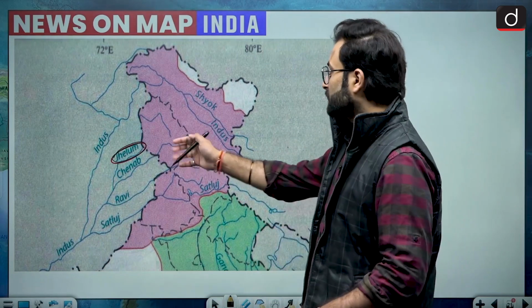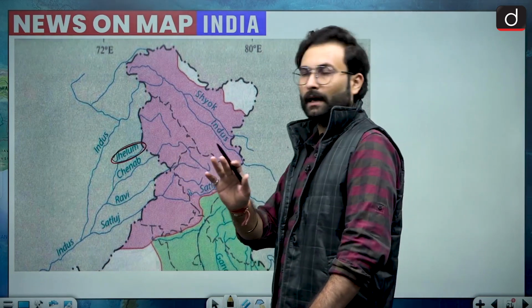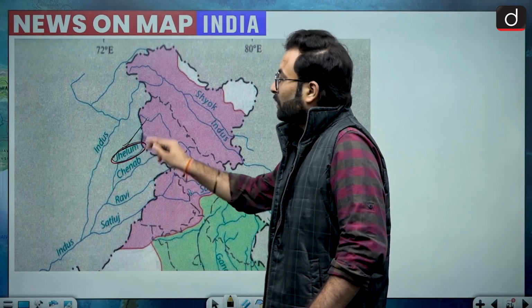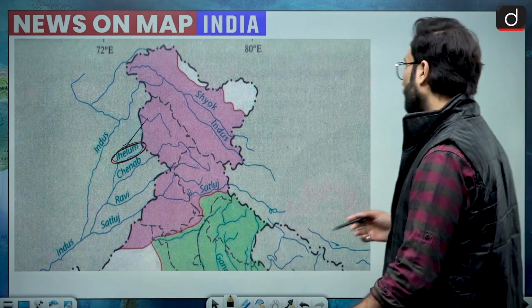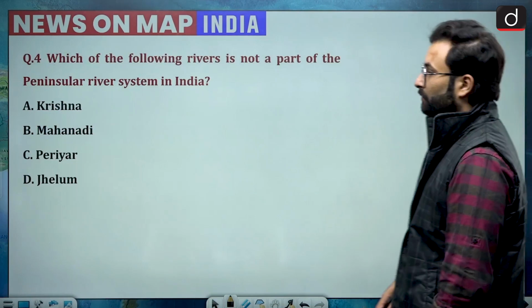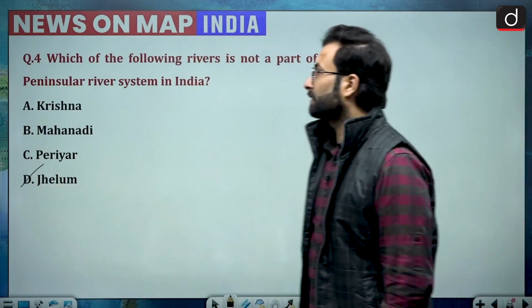So this is about the Indus Water Treaty. You go and have a look at it. So Jhelum is part of your Indus river system. That is not a peninsular river, so we can say D would be your right answer.